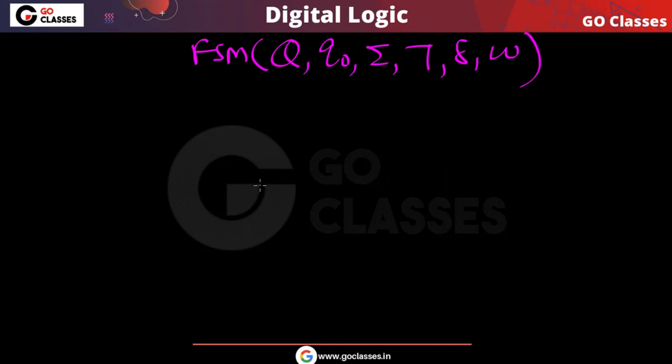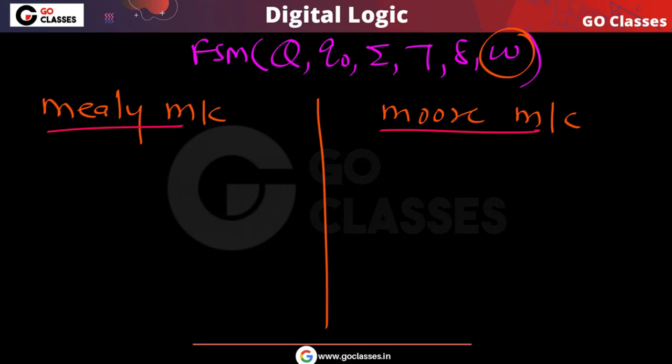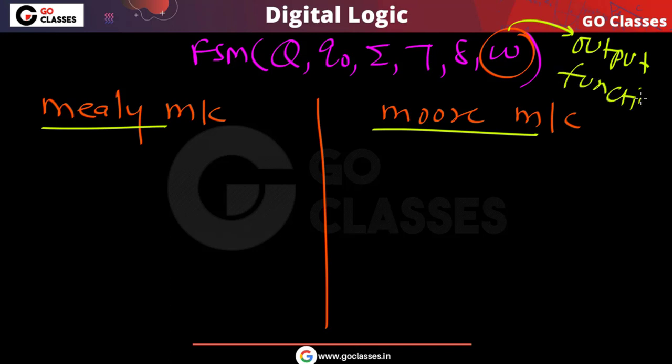Now let me tell you the difference between Mealy machine and Moore machine. The only difference, remember, is this: everything else is the same in these two models. The only difference is the output function. So remember, how we define this output function is the only change.